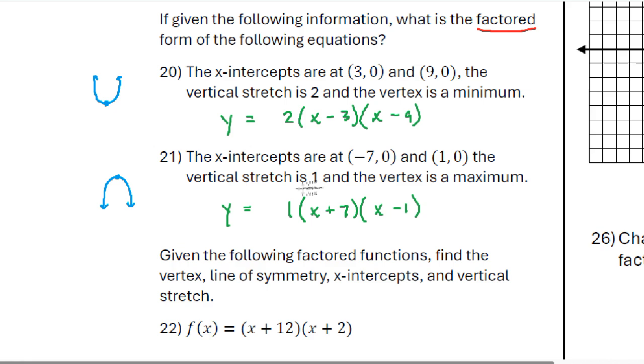And that means, class, that this a value here, or this vertical stretch, has to be -1. And you can just put a negative without the 1, because multiplying by 1 doesn't do anything. But you definitely have to have the negative in front of that. And there is question 20 and 21.